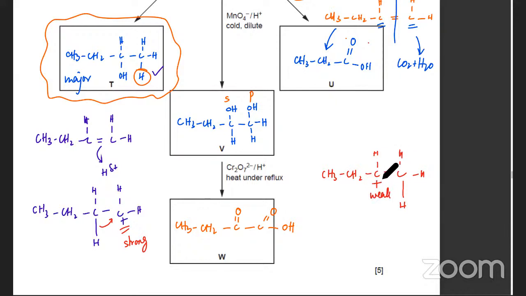Why is it going to be weak? Because this carbon has a lot of electrons around it. It's got a carbon chain over here. There are lots of electrons on the left side. There's another carbon on this side, with 6 electrons over here. There's a carbon on this side, with 6 electrons over here. So this carbon is surrounded by electrons.